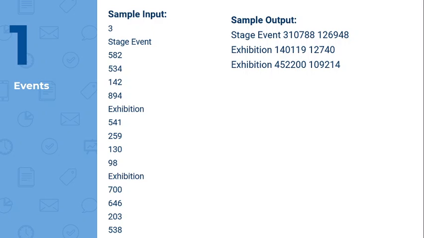So this is the sample input. In the sample input, the first line consists of the number of test cases, and the second line consists of n values. So here three test cases are there. The first case is a stage event, and those are the 4 attributes. Similarly, the next one is exhibition, and these are the 4 attributes, and the third one is also an exhibition, with 4 attributes. And in the sample output, you have to display the event name, the total spent and the revenue. Now let us dive into the solution.